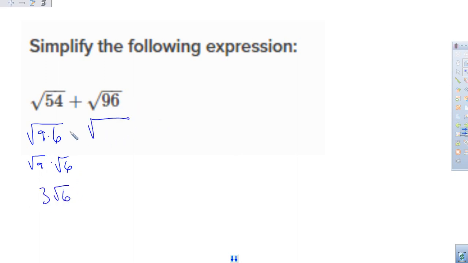96 can be written as 12. Oh, nope, sorry. Oh, maybe I can. No, I can't do it that way. Let me get my eraser out. That's just messy, so we'll just get rid of that.